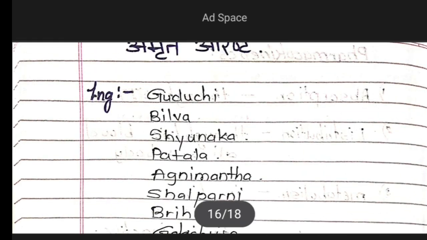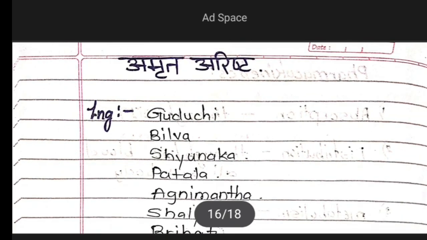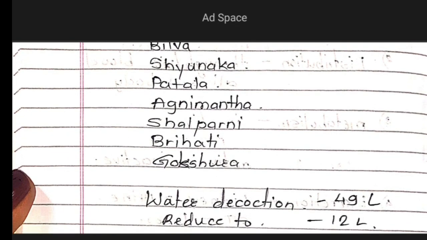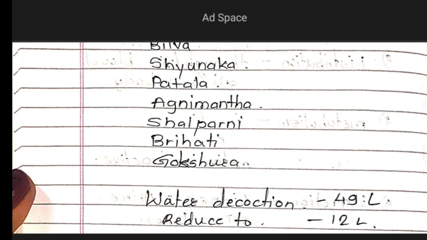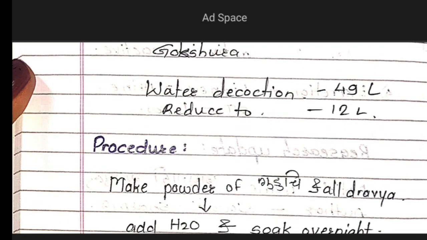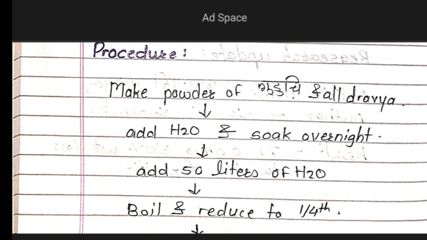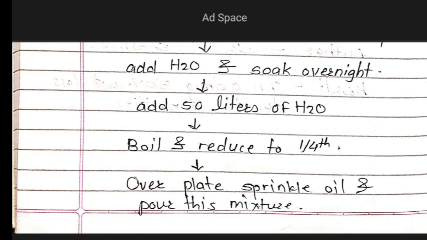Amruta Arishta, the last point of Guduchi. Ingredients are Guduchi, Bilva, Shyonaka, Patala, Agnimantha, Shalaparni, Brihati, Gokshura, water for decoction 49 liters, and it is reduced to 12 liters. Procedure: make a powder of Guduchi and all the dravya. Add water and soak overnight. Add 50 liters of water. Boil and reduce to 1/4 part.